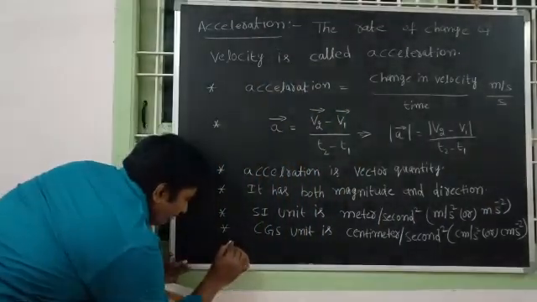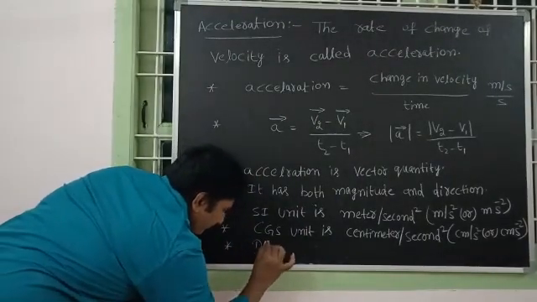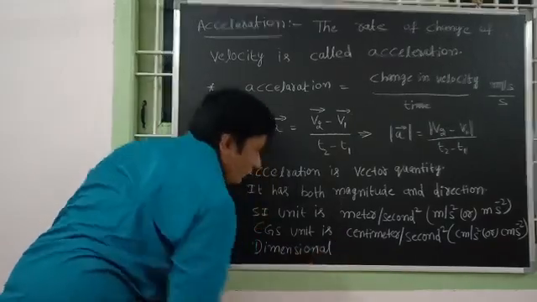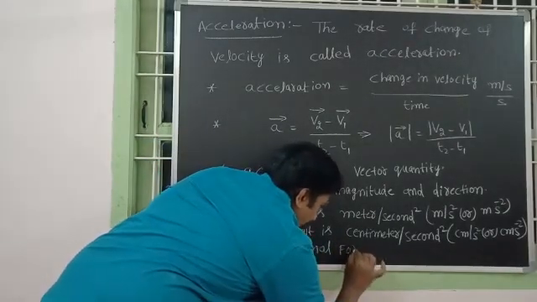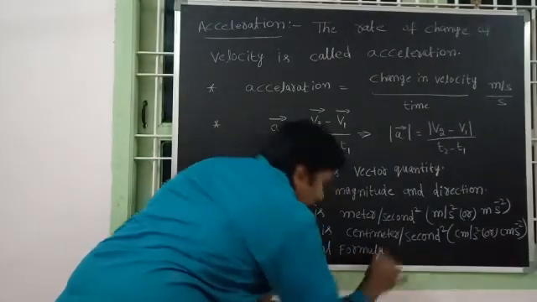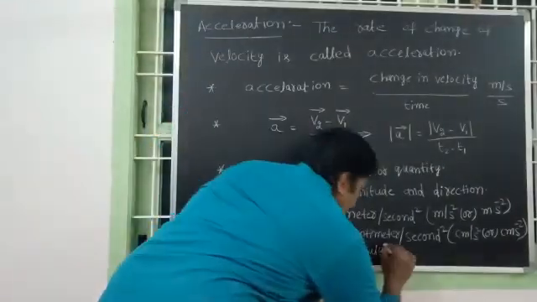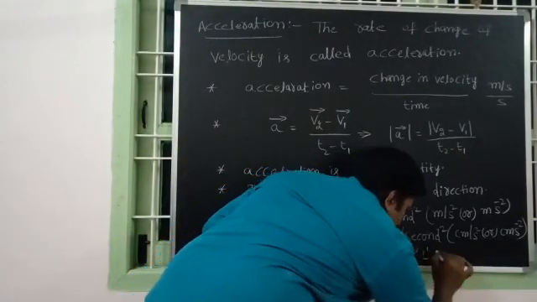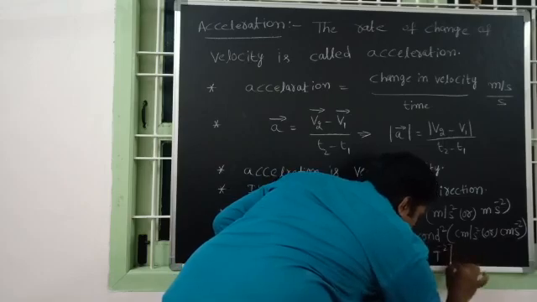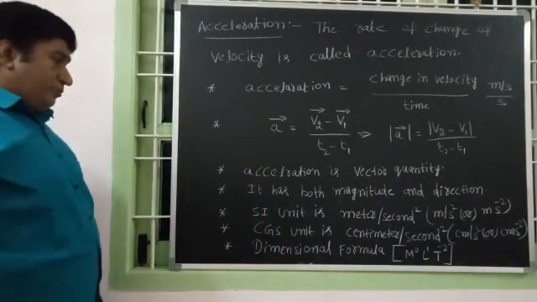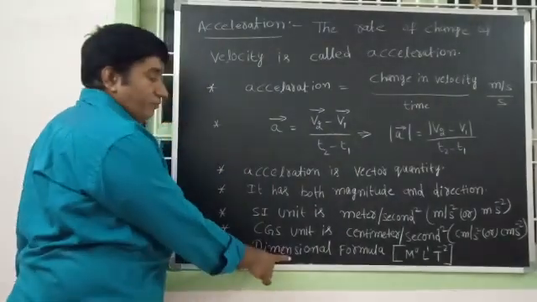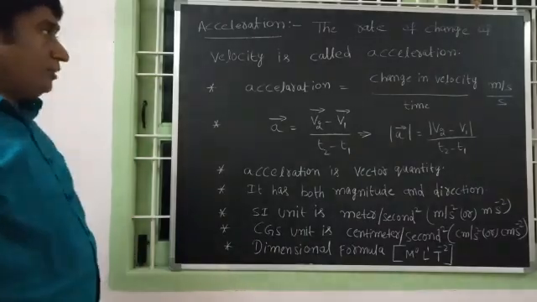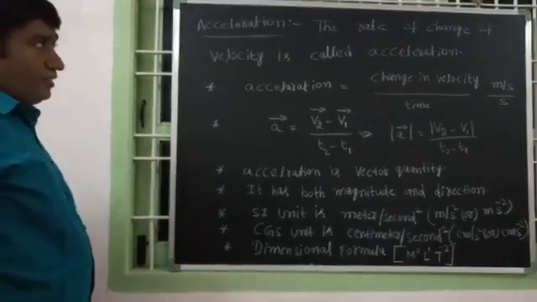Then the dimension formula. The dimension formula in terms of M, L, T: mass is power 0, length is power 1, and time is power minus 2. This dimension formula we can learn from the first chapter, units and dimensions. This is the simple form regarding acceleration.